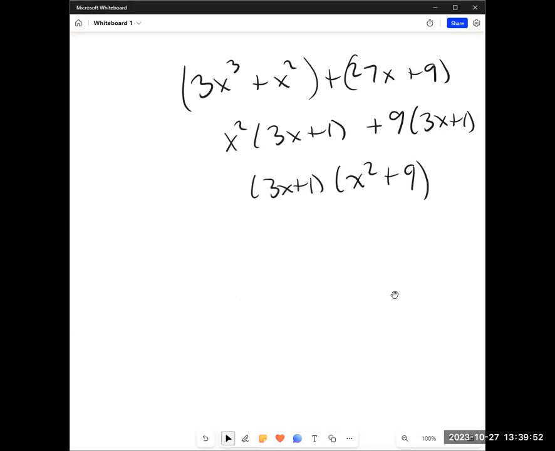So next time we're going to come back and talk about some problems from 3.2 where we're going to start factoring trinomials that have a leading coefficient of 1. Come back and we'll talk about those next time.